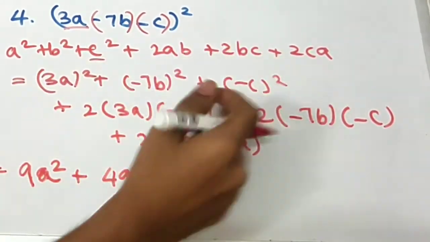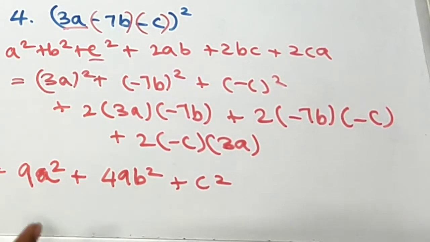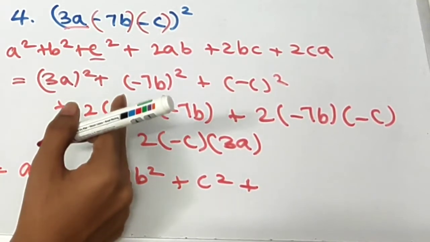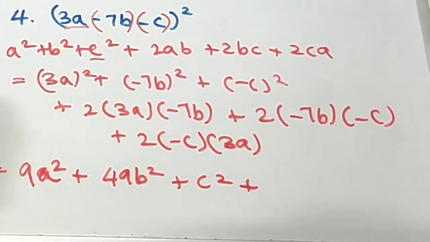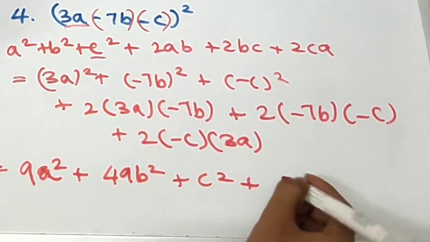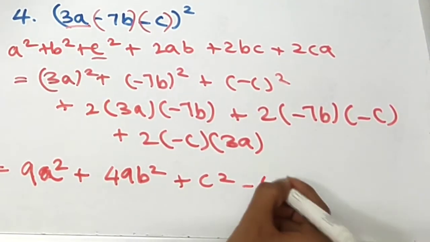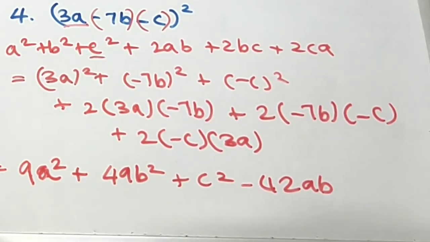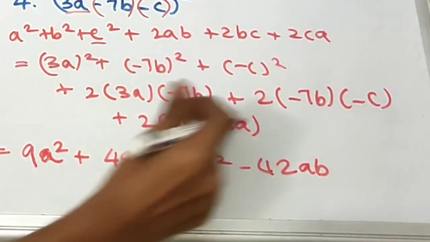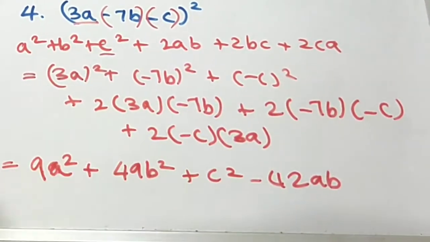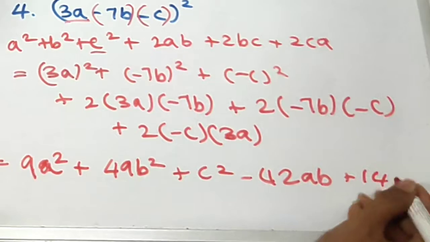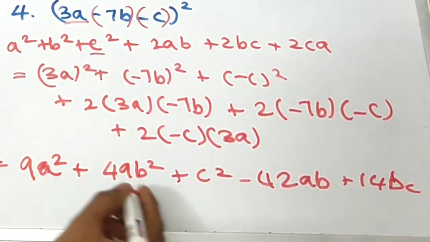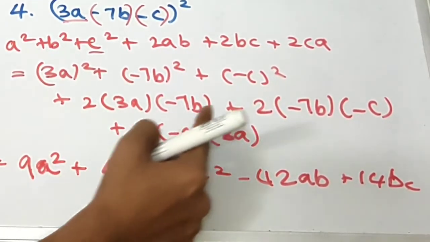So the first 3 terms are done. Now all that is left is to simplify all these terms. Plus 2 times 3a times minus 7b. 2 times 3 is 6, 6 times minus 7, 7 6s are 42, so minus 42ab. So instead of this plus, I will write minus 42ab. And over here 2 times minus 7b minus c. So minus times minus would give me plus. 2 times 7 would give me 14. So plus 14, and the variables are b and c. So plus 14bc.